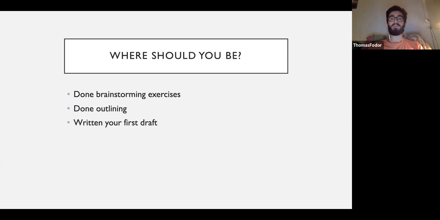So where should you be at this point? Whether or not you're actually at this point, this is where you should be after all of the sessions. So you've done your brainstorming exercises, you've spent some time brainstorming, you've done some time outlining, and then you've written your first draft.